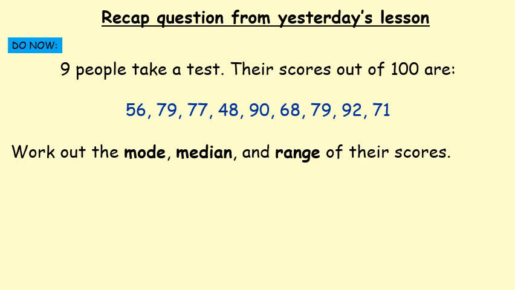Okay, so the do now question is recapping what we did from yesterday's lesson. We've got 9 people who take a test. Their scores out of 100 are 56, 79, 77, 48, 90, 68, 79, 92 and 71. What I would like you to do is work out the mode, median and range of these scores. So just see if you can remember what to do, but you should have some notes and you can look at those as well to help you complete this. If you're doing this from the video, I would pause the video now and work through this question.